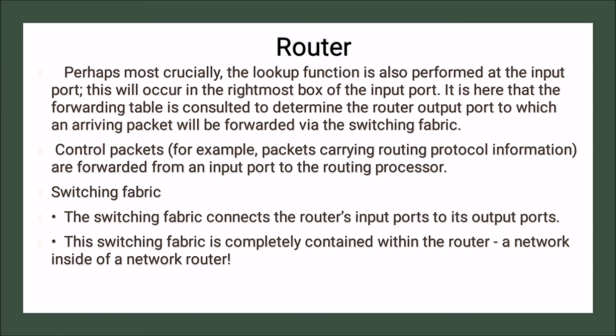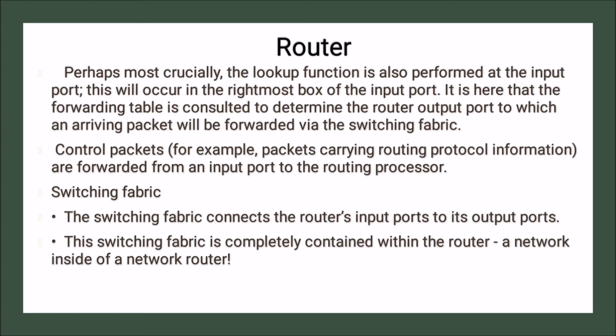Perhaps most crucially, the lookup function is also performed at the input port. This occurs in the rightmost box of the input port. It is here that the forwarding table is consulted to determine the router output port to which an arriving packet will be forwarded via the switching fabric. So the lookup function is performed at the input port, with the forwarding table, to determine the router output port.